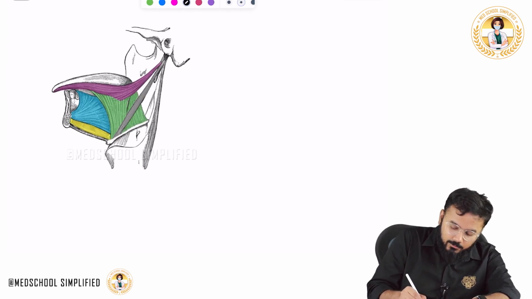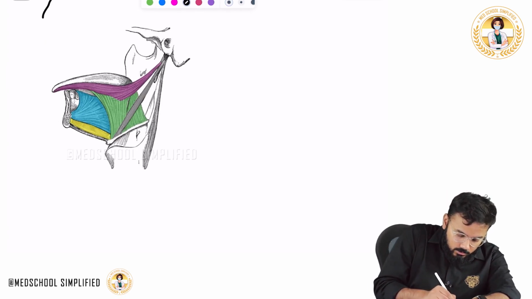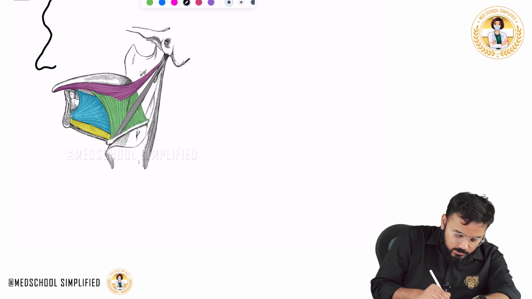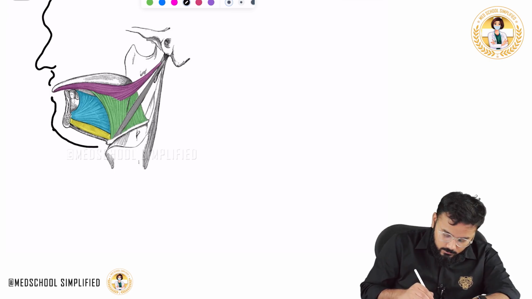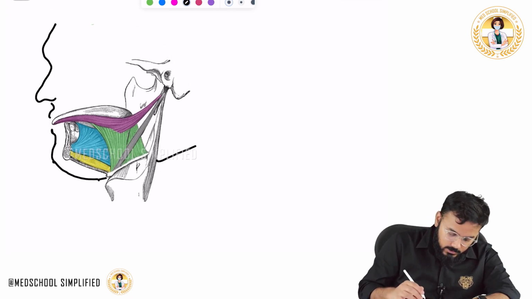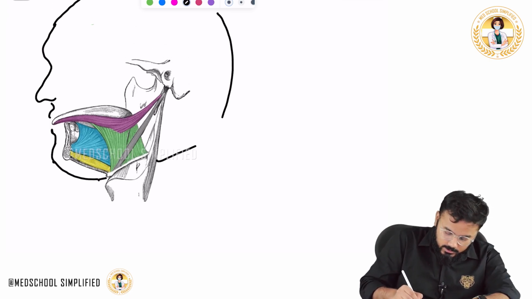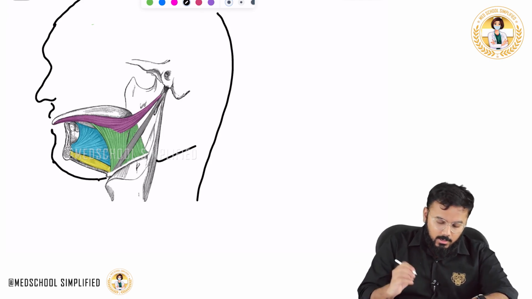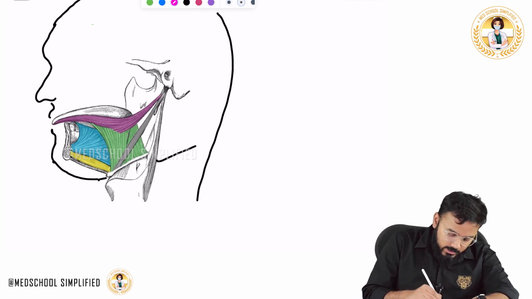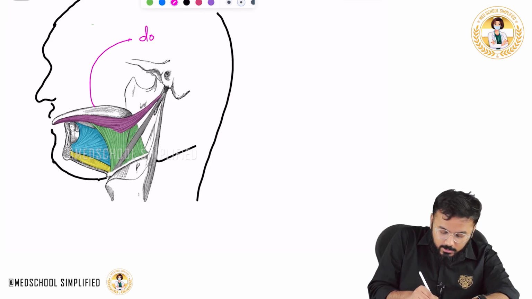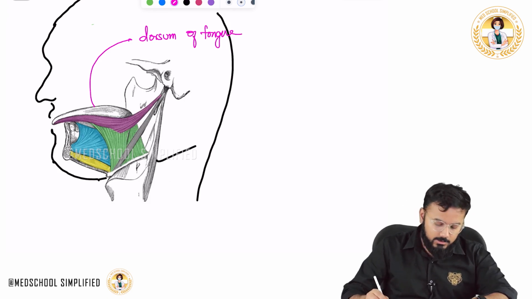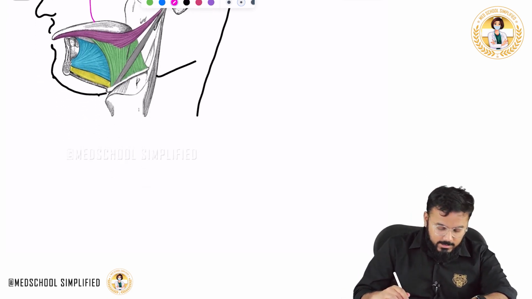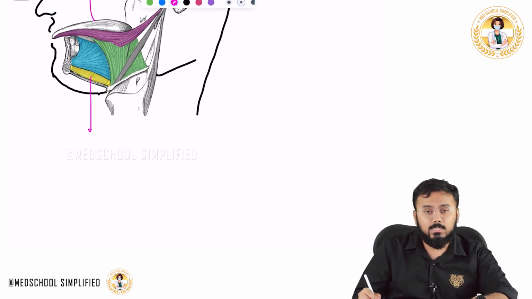Actually, let me add one more important thing. So let us say this is your nose, this is the tongue. This is how it is. This is the complete picture like this. Now here you can see one very important thing, that this is the dorsum of your tongue. After this dorsum of your tongue, what is this yellow color muscle over here?